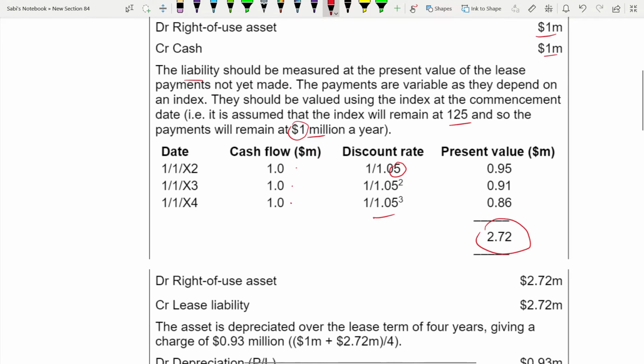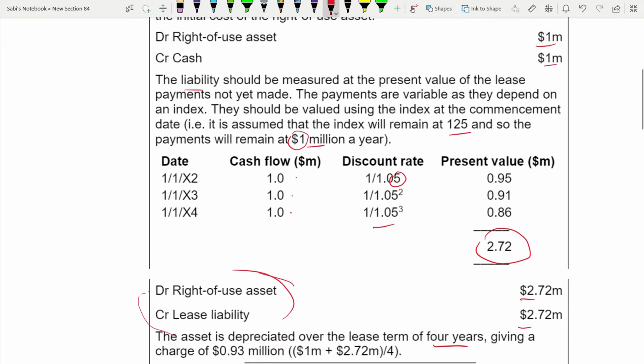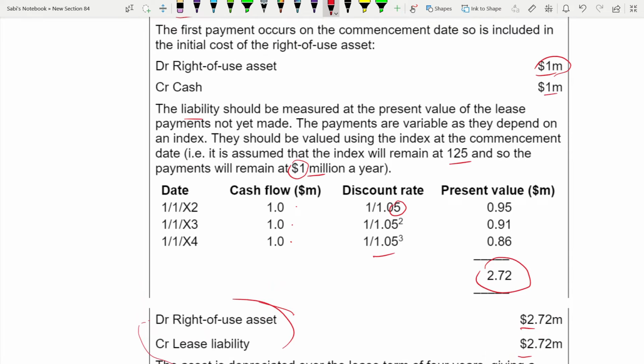So we debit right of use asset with this amount and credit lease liability. Because there is no direct cost or anything like that, both are the same in this case. Now the right of use asset needs to be depreciated. That is subsequent measurement; initial measurement is done. The lease payment is for how many years? 4 years. Remember, here the right of use asset was 1, and here it is 2.72. That is debited.